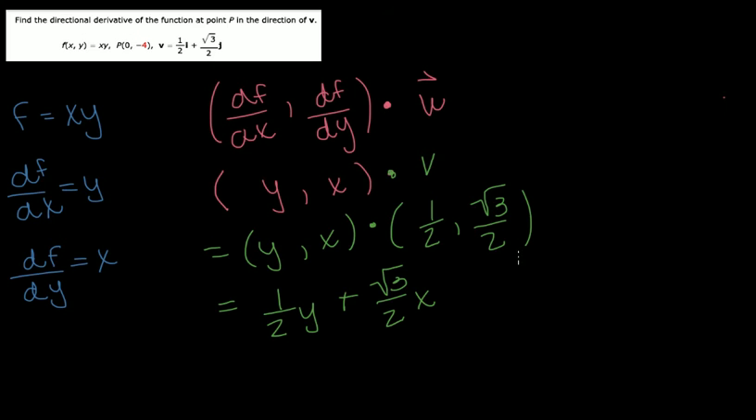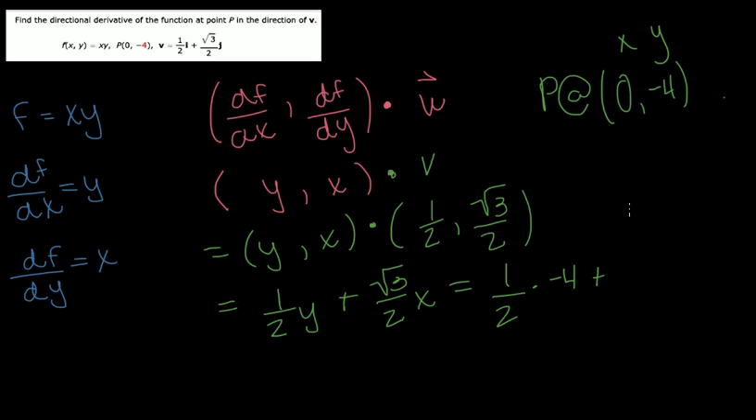And then this is where you would plug in the point. And it says our point is at (0, -4). So this would be our x value and y value. So our y value is -4, so this would be 1/2 times -4 plus square root of 3 over 2 times x, and our x value is 0, so it'd be 0. So simplifying, -4 over 2 is just -2. And that would be our final answer. That would be the directional derivative of the function at a point in the direction of a vector.